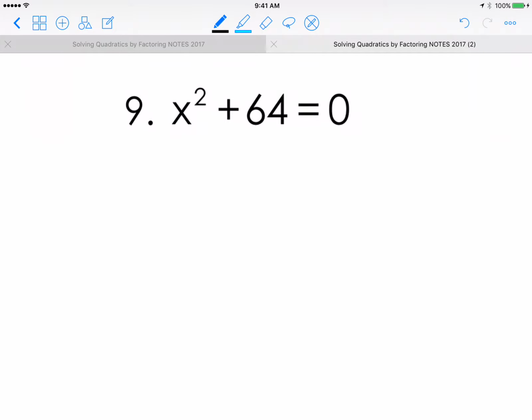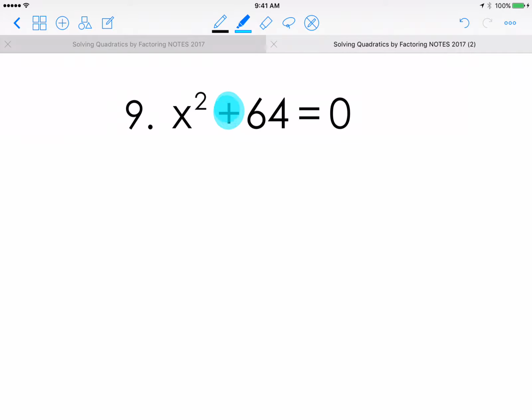Okay, next. Go to number 9. Is there a GCF? Nope. Is this dots or sots? Well, hopefully you can see that this is a positive.